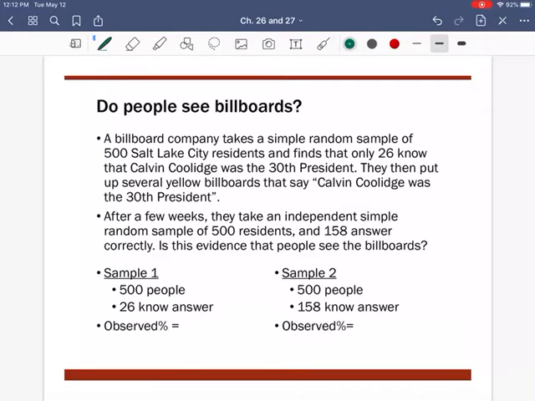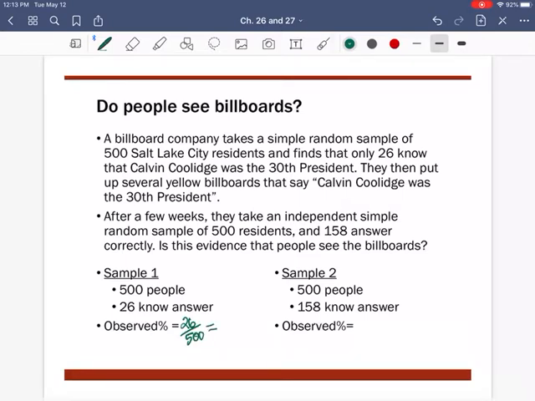Okay, do people see billboards? We've got this question right here, and what we want to know is, are billboards actually effective? So a billboard company takes a simple random sample of 500 Salt Lake City residents and finds that only 26 knew that Calvin Coolidge was the 30th president. They then put up several yellow billboards that say Calvin Coolidge was the 30th president. After a few weeks, they take an independent simple random sample of 500 residents, and this time 158 answer correctly.